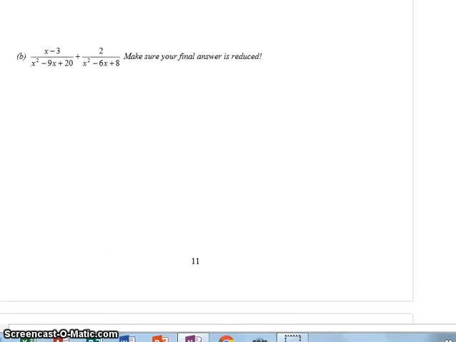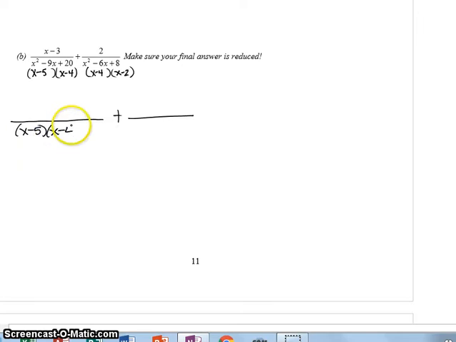Alright, part B. Make sure your final answers reduce. So again, these ugly, complicated denominators, factor each of those trinomials, and then you want one of everything. So the first one factors to x minus 5 times x minus 4. And the second denominator factors to x minus 4 and x minus 2. You want one of everything. So the first one has x minus 5 and x minus 4. The second one already has the x minus 4, but it adds on the x minus 2. So you have all three of those binomials as your common denominators.